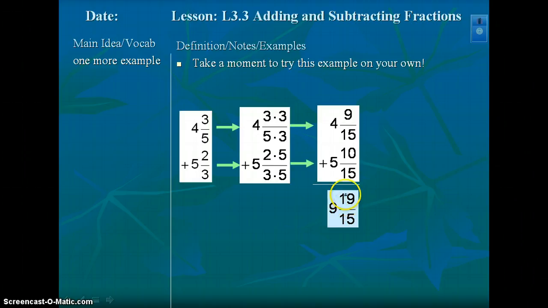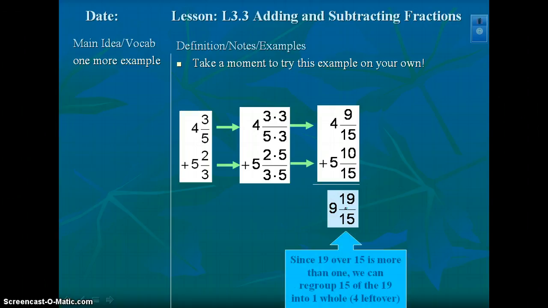If we take a look at our fraction here, this is very unpleasant to look at. A whole number mixed with an improper fraction. The 19 over 15 is more than a whole. We can regroup 15 of those 19 into one whole with 4 left over, or 10 and 4/15. That's it.